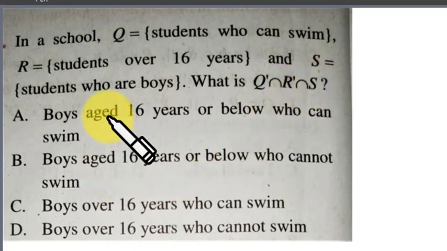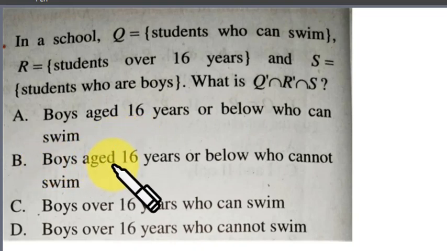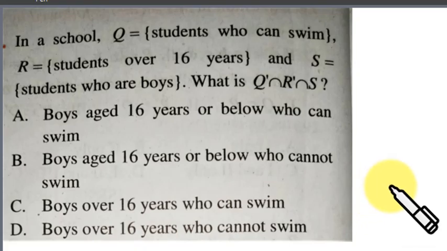A, we have boys aged 16 years or below who can swim. B, we have boys aged 16 years or below who cannot swim. C, we have boys over 16 years who can swim. And D, we have boys over 16 years who cannot swim.